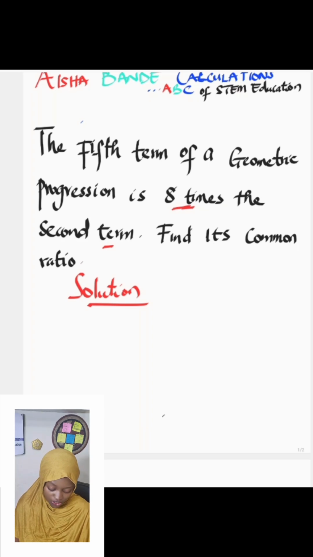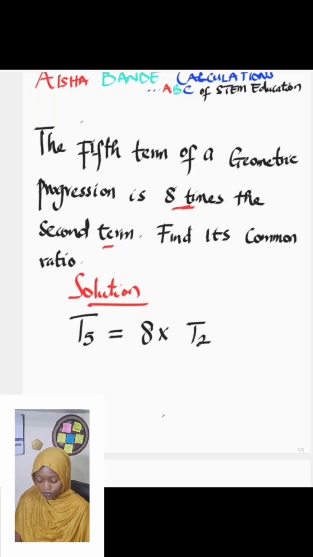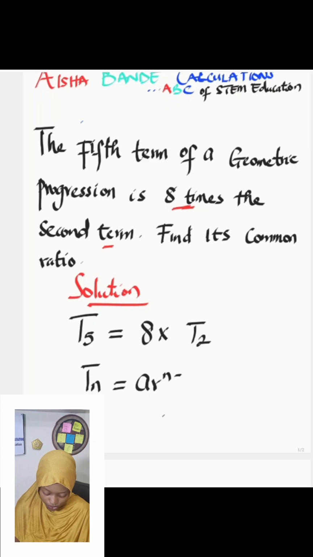The question reads, the fifth term of the GP, that means T5, is 8 times the second term. This is equal to 8 times T2, which is the second term. So now we're going to use the formula for the nth term of a GP, which is Tn is equal to AR to the power of n minus 1. Now we substitute for T5, that becomes AR to the power of 5 minus 1.